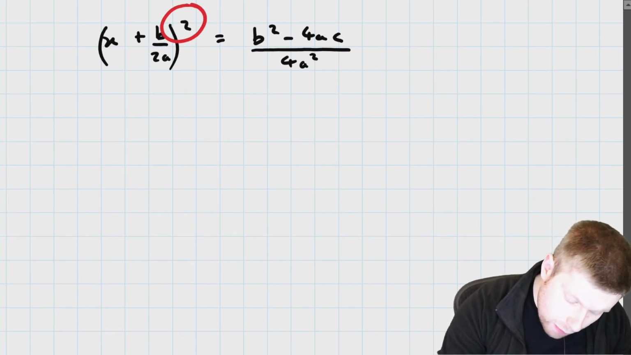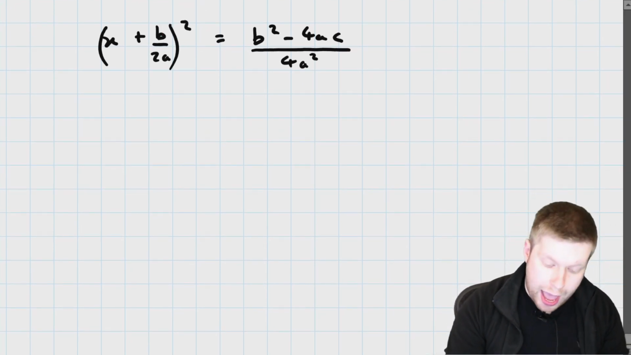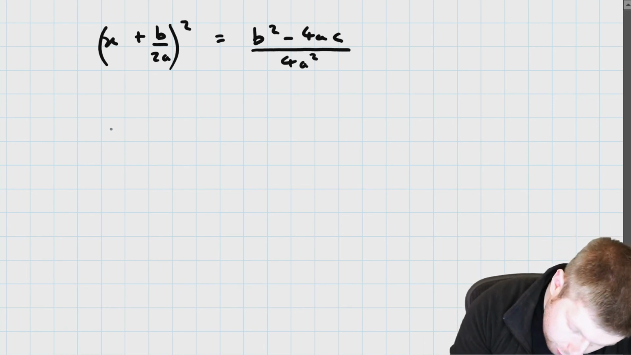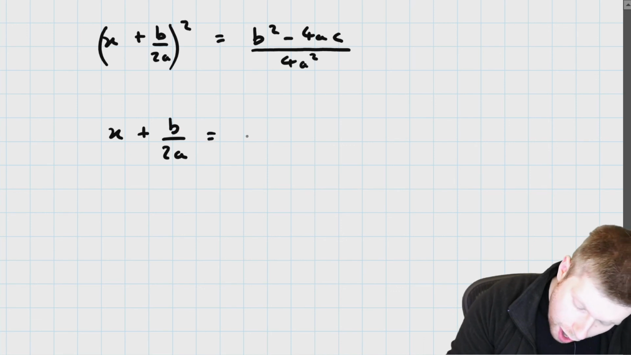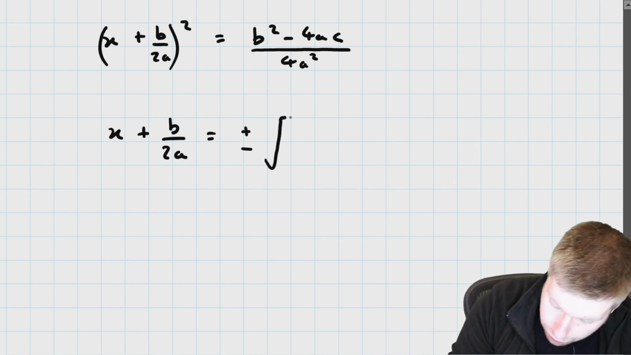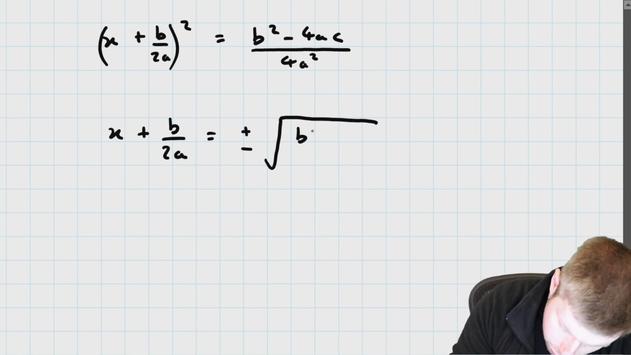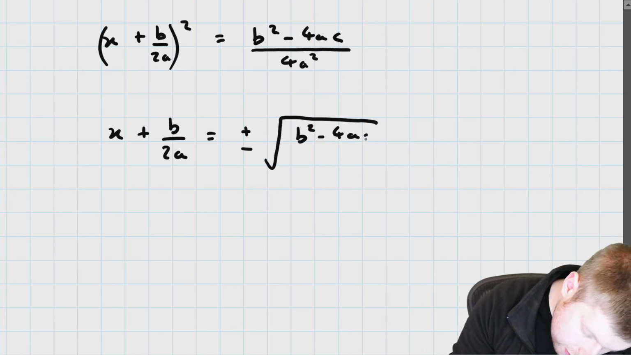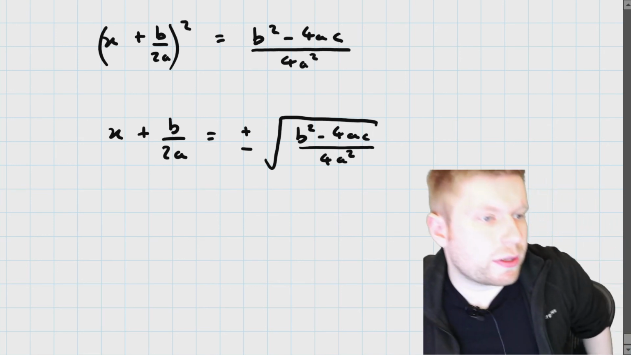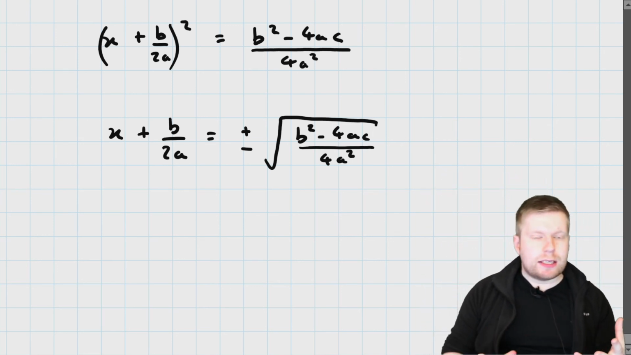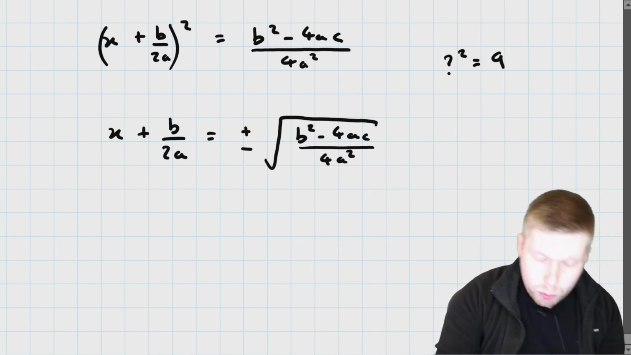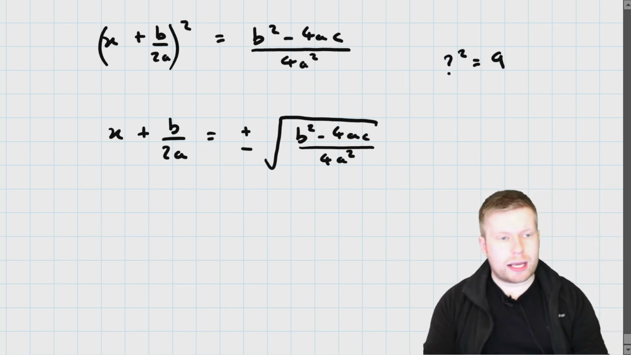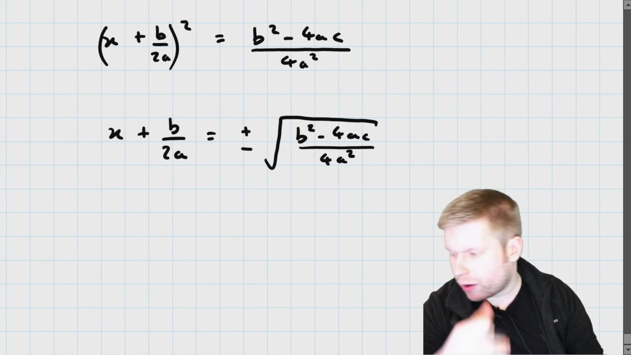So first things first, I'm going to square root both sides. I'm going to get rid of this square. Now of course I've got to be careful here, because if I square root both sides from something that was squared, I need to ensure that I take the positive or negative root. So I'm going to take the plus or minus root of b squared minus 4ac all divided by 4a squared. It's of course going to be positive or negative, because if I start off with something squared equals 9, well that something could be positive 3 or negative 3. So it's not quite as simple as taking the square root.